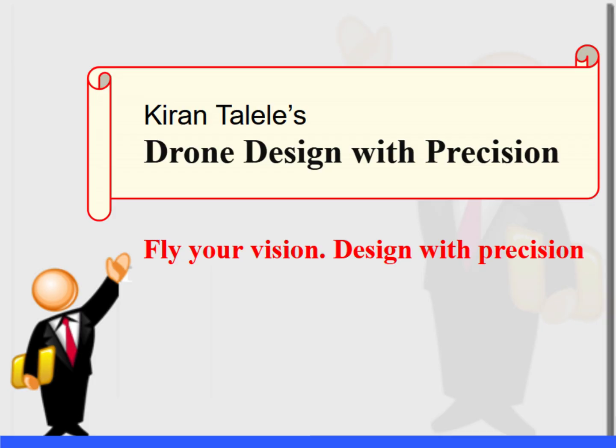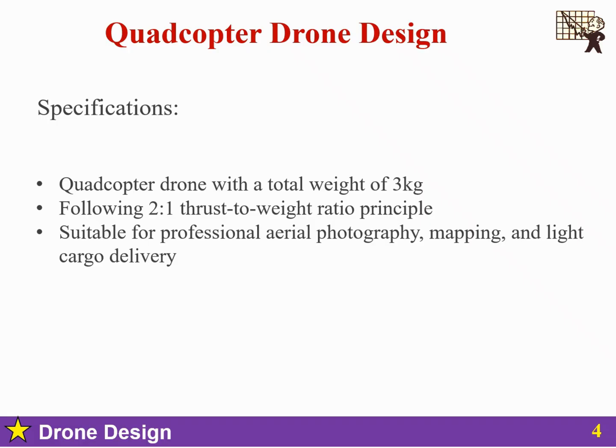Design specifications for a 3 kg drone. We are designing a 3 kg quadcopter following a proven 2:1 thrust to weight ratio. But notice how the applications have evolved. We are now targeting professional aerial photography, surveying and mapping operations, and light cargo delivery systems.